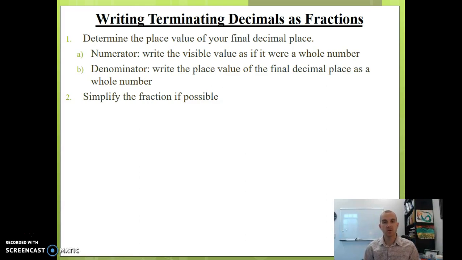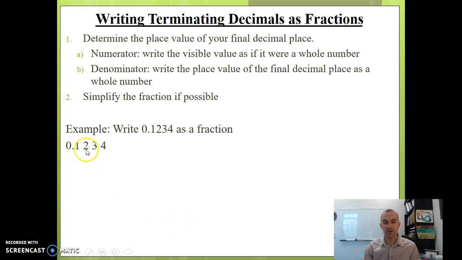Now, if we want to convert a terminating decimal to a fraction, the first thing that we would do is determine the place value of our final decimal place. We would write our numerator just as the visible value as if there was no decimal there, and then our denominator would be based on that final place value. And then we'd simplify when possible. So say that we have this value here, and if we say the number as a decimal, that will help us understand what our denominator is.